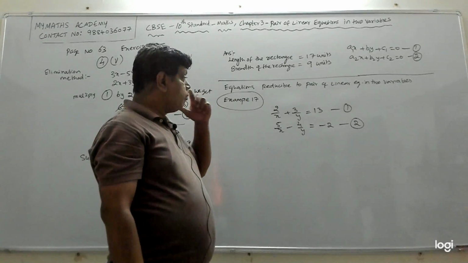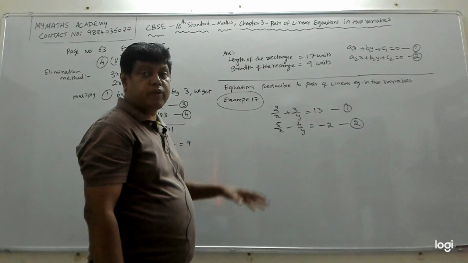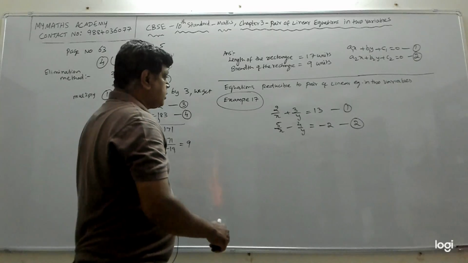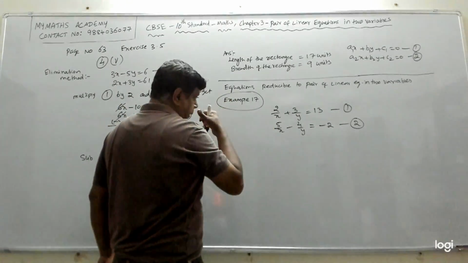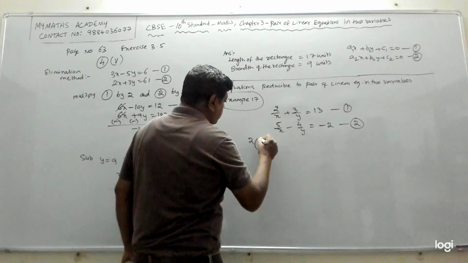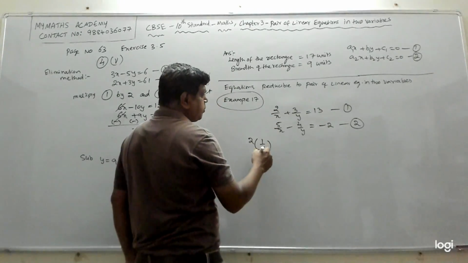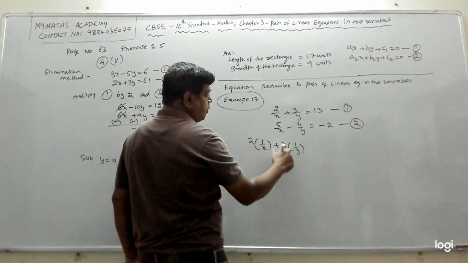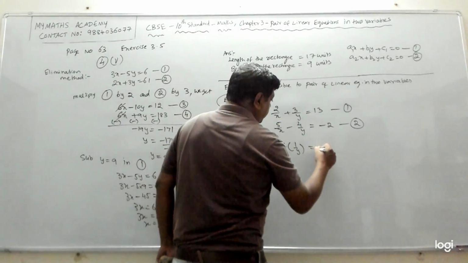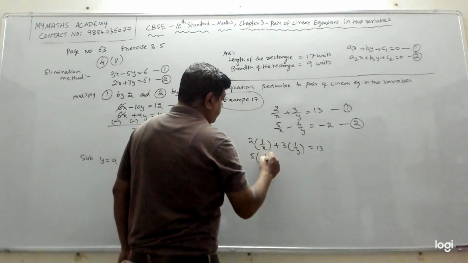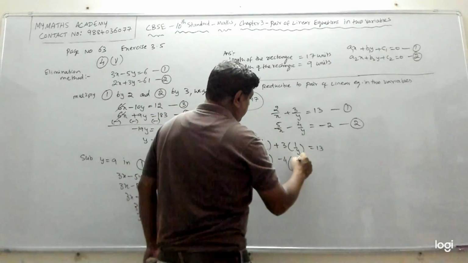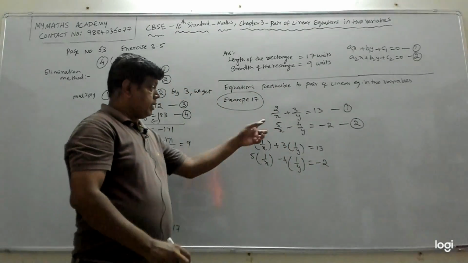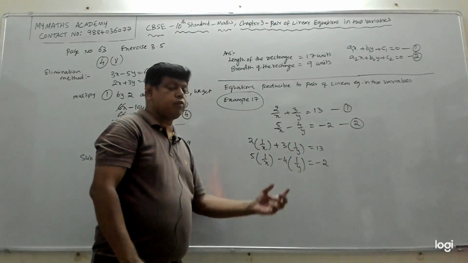Right? So now we can convert this into linear equations, in this form, by making some substitution. What substitution can we make? If you observe this, this can be written as 2 into 1 by x. 2 by x means 2 into 1 by x, plus 3 by y means 3 into 1 by y, equal to 13. And this is 5 into 1 by x minus 4 into 1 by y equal to minus 2. Right? 5 by x means 5 into 1 by x, 4 by y means 4 into 1 by y.